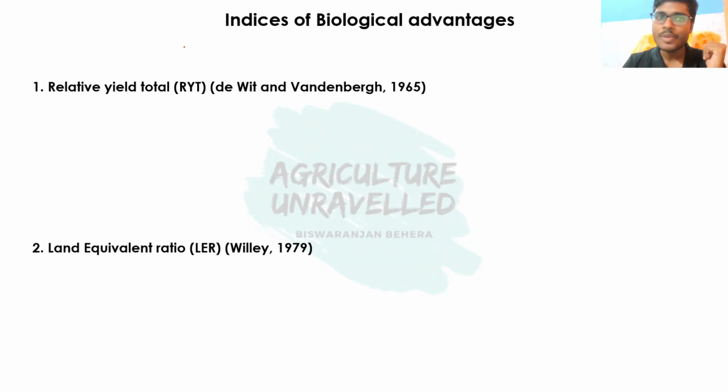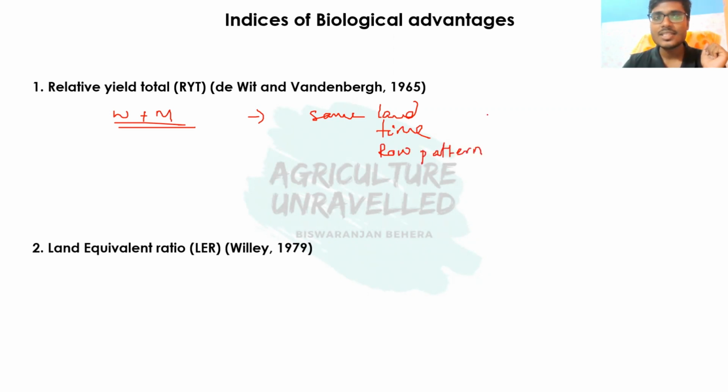Then what is intercrop? Intercrop is growing two or more crops together on the same piece of land at the same time with a definite row pattern. I'll give a small example. For example, wheat and mustard, these two crops are grown on the same land at the same time with a definite row pattern. So we'll say that it is an intercropping situation of wheat and mustard.